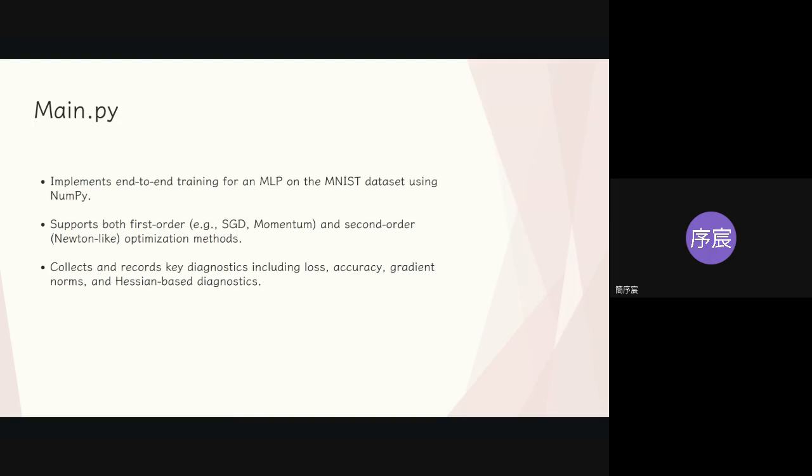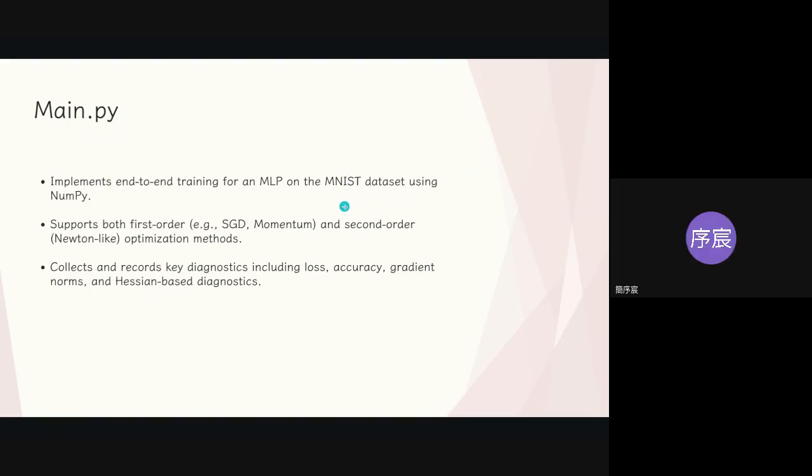First of all, we'll start with main.py, which is an overall. The main.py is using NumPy to train an MLP, and then we'll run it on the MNIST dataset.